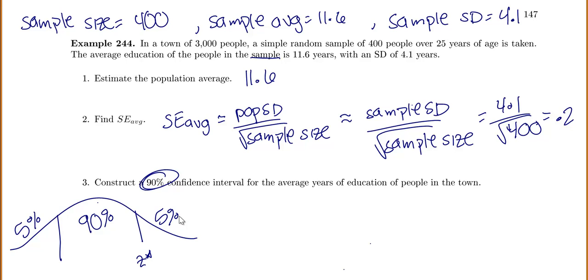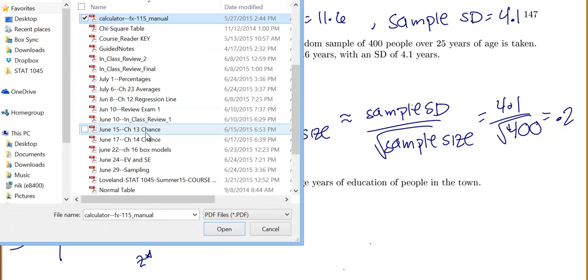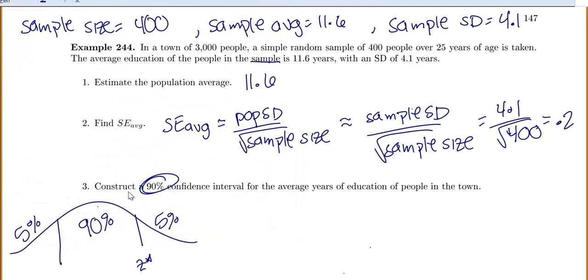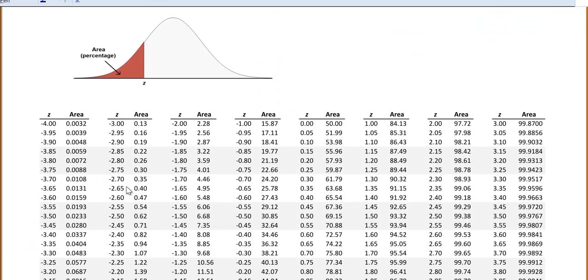Now, go to your normal table. There's multiple ways to look this up, but just remember your table only gives you areas to the left. So I might look up maybe this line right here that has 5% of the area to the left. So I pull up my normal table. I want 5% of the area to the left.